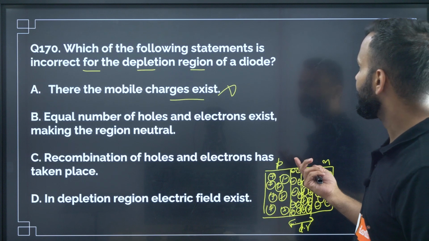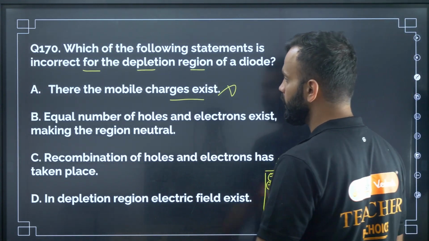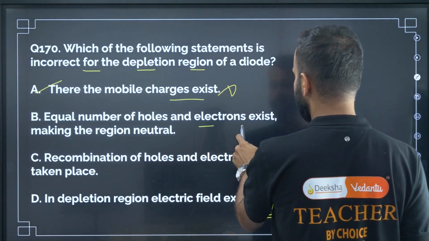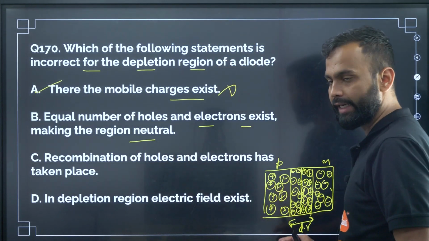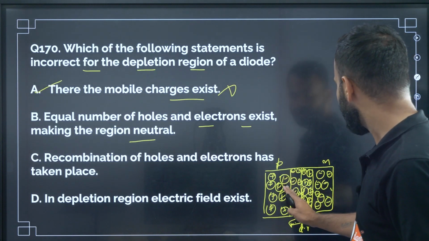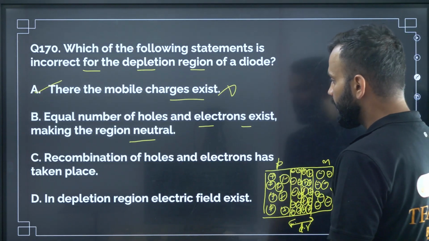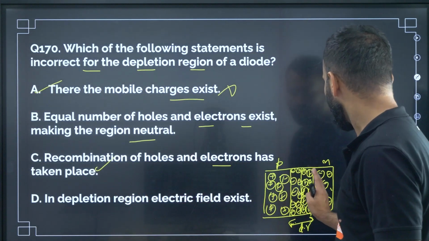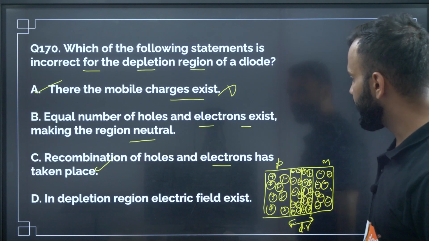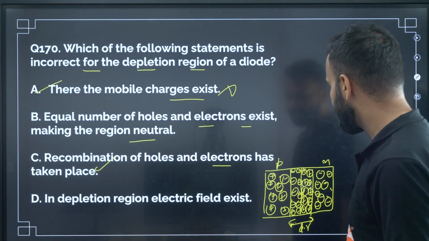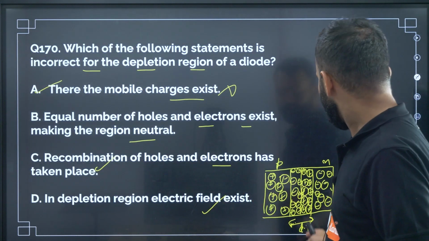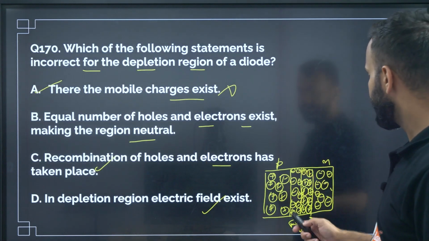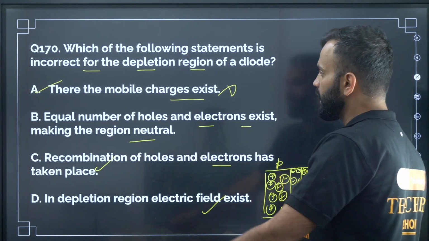We have to find the incorrect statement, right? So the statement in option A is wrong. Option B says equal number of holes and electrons exist, making the region neutral. Correct. So this region is neutral and the number of electrons is equal to the number of holes. Recombination of the holes and electrons has taken place. In the depletion region an electric field exists. This is also correct, right? Because there are positive charges and negative charges. So option A is the answer.